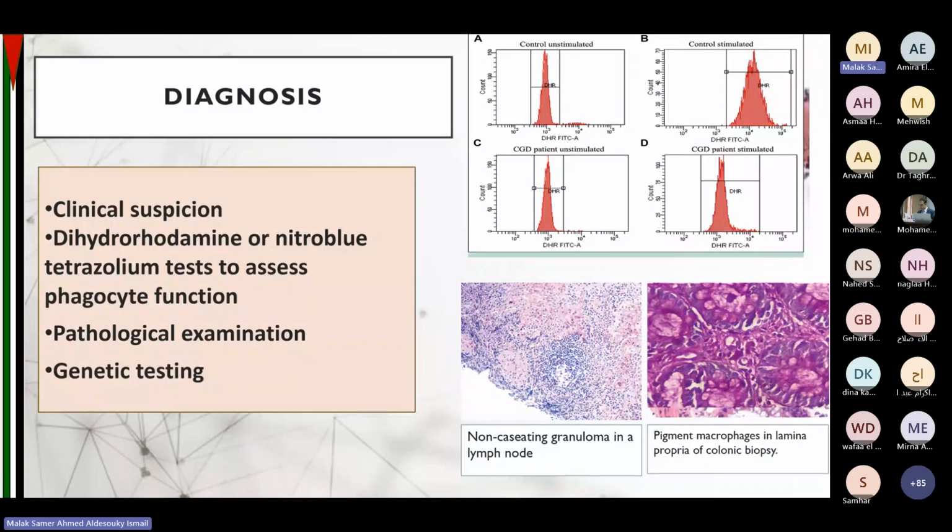This is a picture showing PAS positive staining of these pigment-laden macrophages, which would not occur if the pigment was melanin or hemosiderin, and this is an actual picture from our case. And of course, finally, the confirmatory test, the genetic testing.